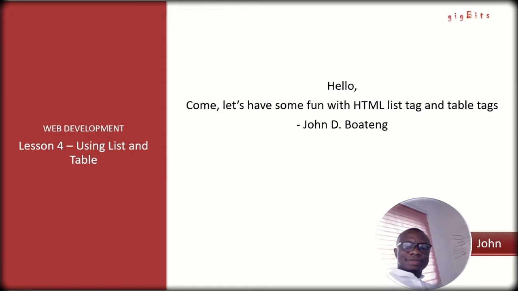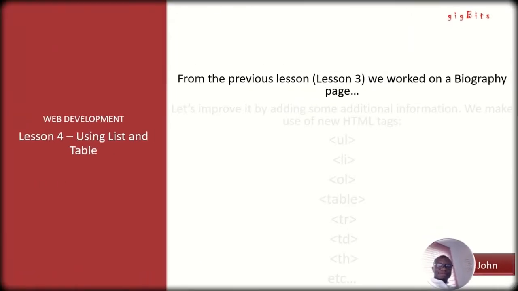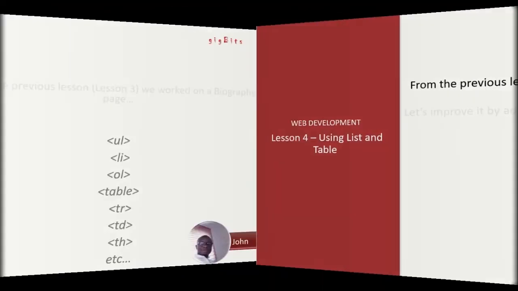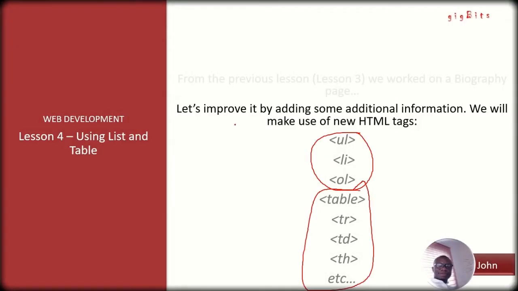Today we're going to have some fun with the list tag and the table tag. The name still remains John D. Watson. From the previous lesson, we worked on a simple biography. Today we are going to have some fun with the list tag and the table tag. The list tag, as you can see here, is the one at the top, and the table tag is below.